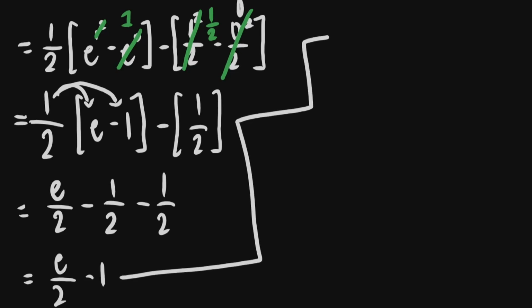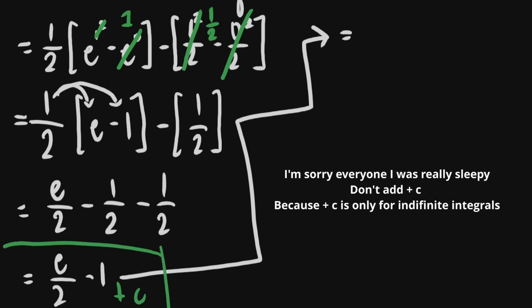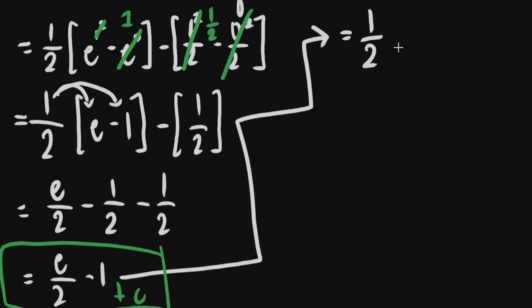You could just leave it here as the answer, just add plus c, and this would be your answer. Or you could factor it out. So 1/2, oh sorry, I need to change the color to white, 1/2 times e minus 2, because 1/2 multiplied by 2 is equal to 1.